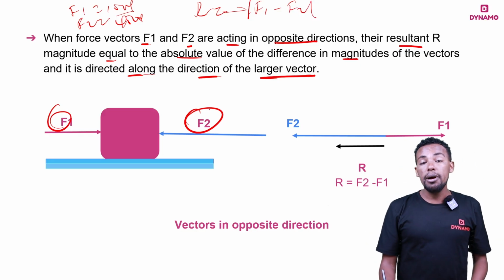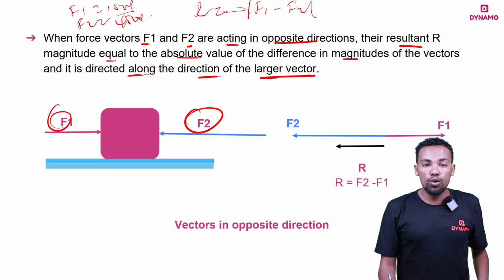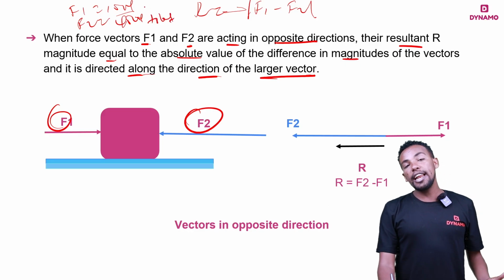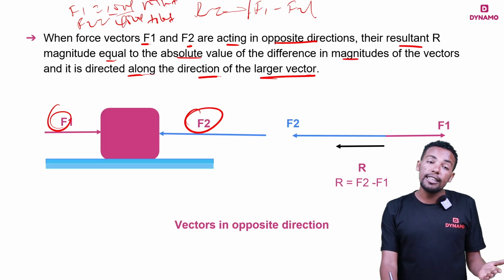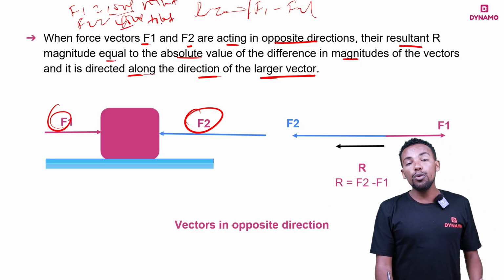The direction of the larger one, which is? F2 is to the left. So to left. F1 is to right. To right. This means F1 is 10 Newton to right. F2 is 14 Newton to left.